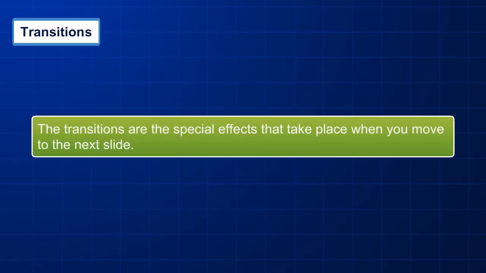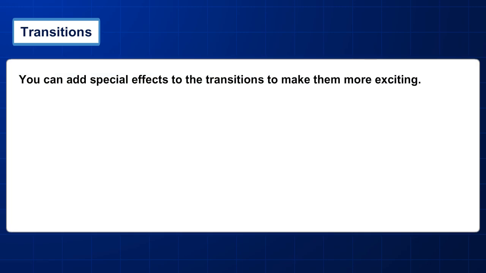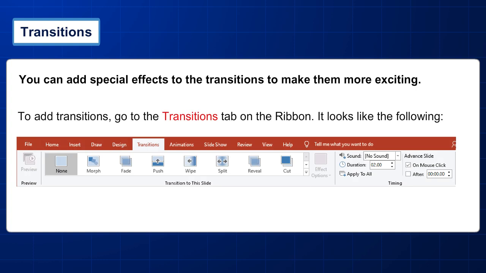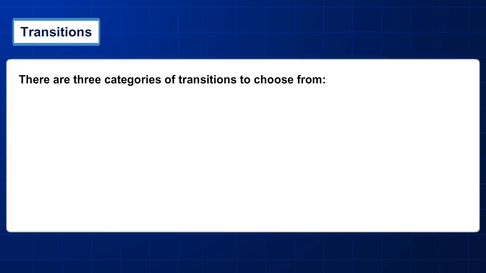Transitions. The transitions are the special effects that take place when you move to the next slide. You can add special effects to the transitions to make them more exciting. To add transitions, go to the Transitions tab on the ribbon. It looks like the following. There are 3 categories of transitions to choose from.